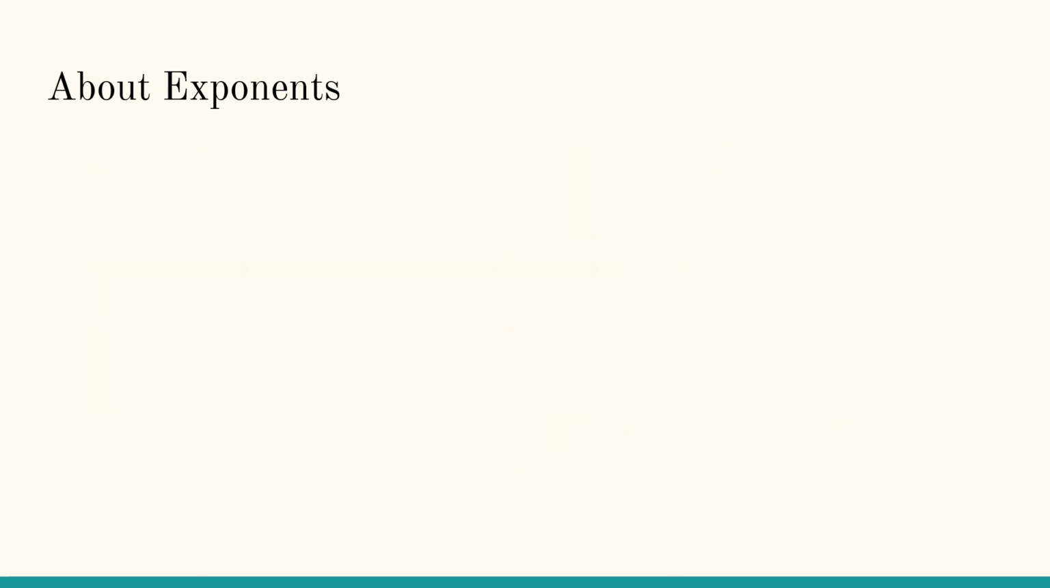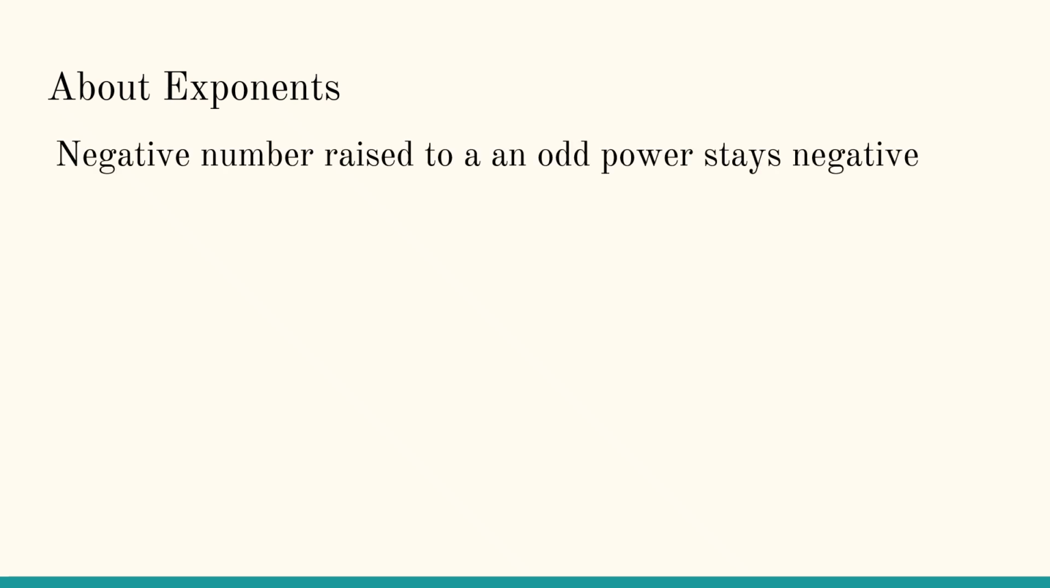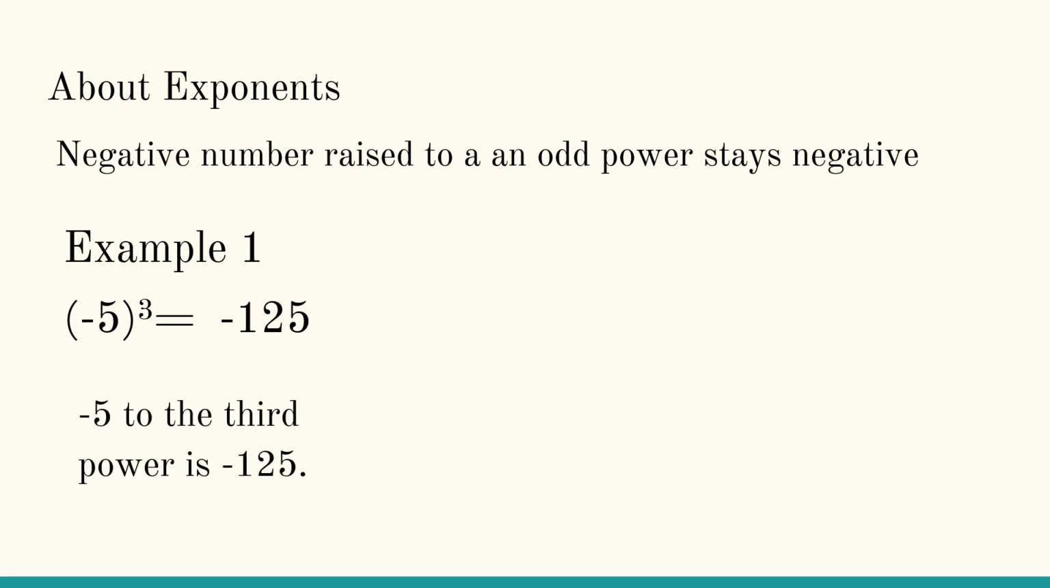Now, what if we have a number with an odd exponent? When we have a negative number raised to an odd exponent, it's going to stay a negative. For example, negative 5 to the third power. Since the exponent is an odd number, our answer is going to be negative. So 5 times 5 is 25, times 5 is 125. So our answer is going to be negative 125. So negative 5 to the third power is negative 125.